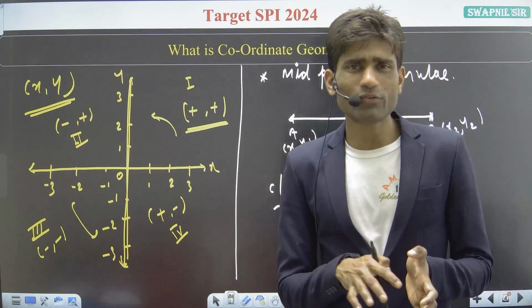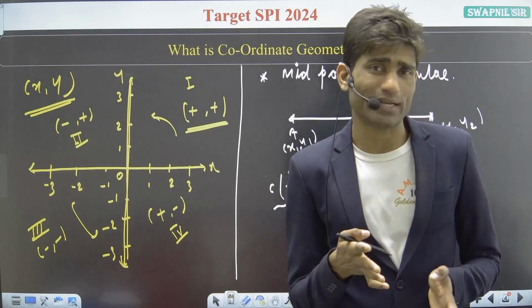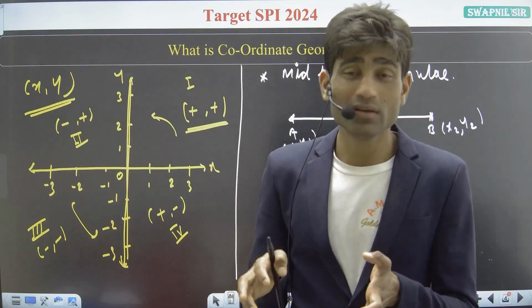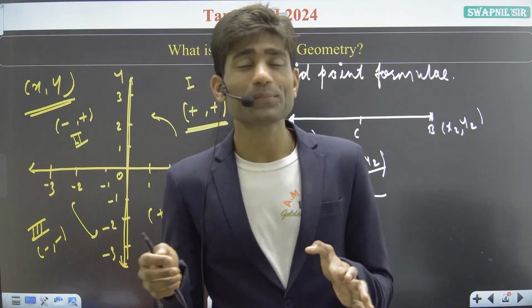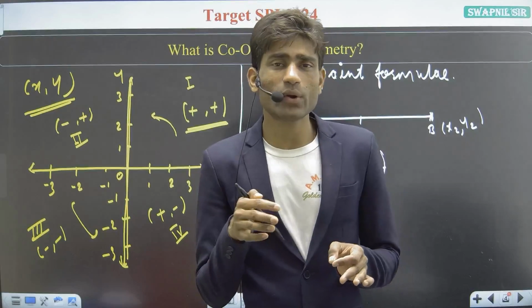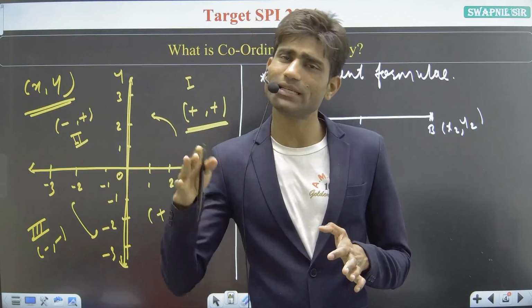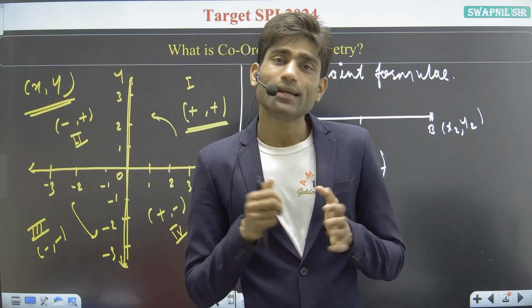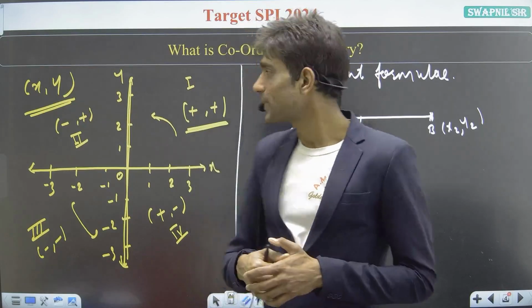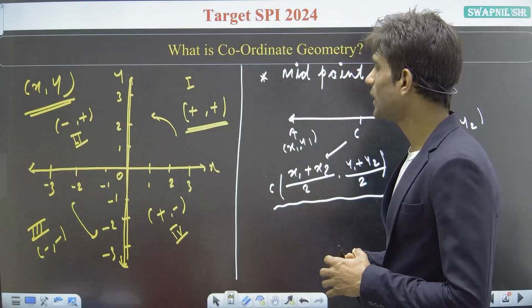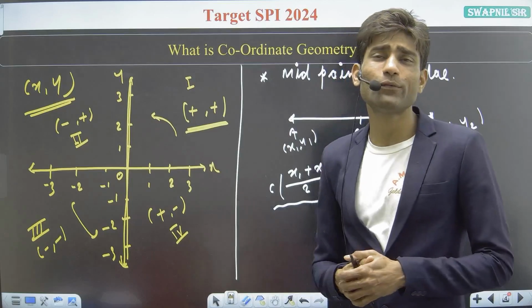Now instead of 2 points, if you get 3 points like x1, y1, z1 and x2, y2, z2, in such a case you have to write (x1 plus x2) by 2, (y1 plus y2) by 2, and (z1 plus z2) by 2. It completely depends on the point. Okay, that's it for our midpoint formula. I hope you all have understood the midpoint formula.